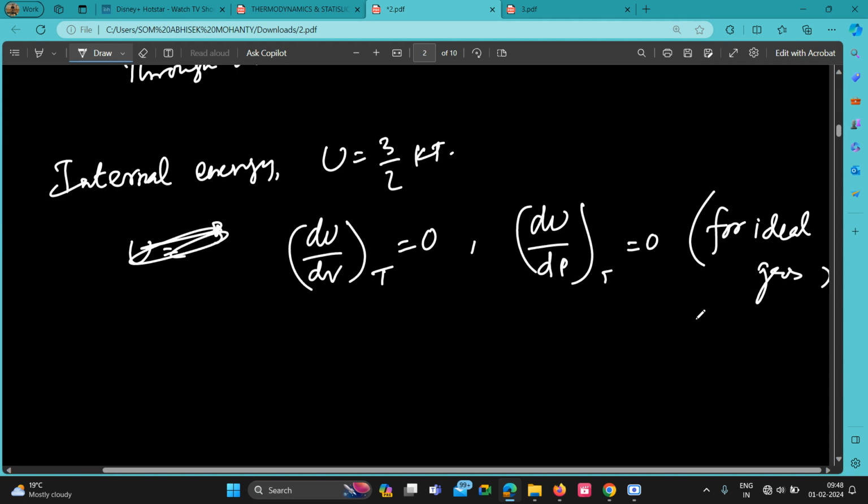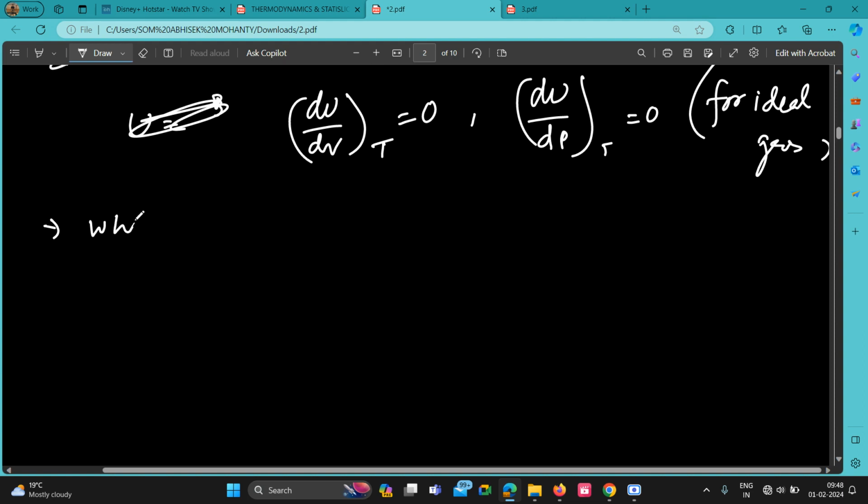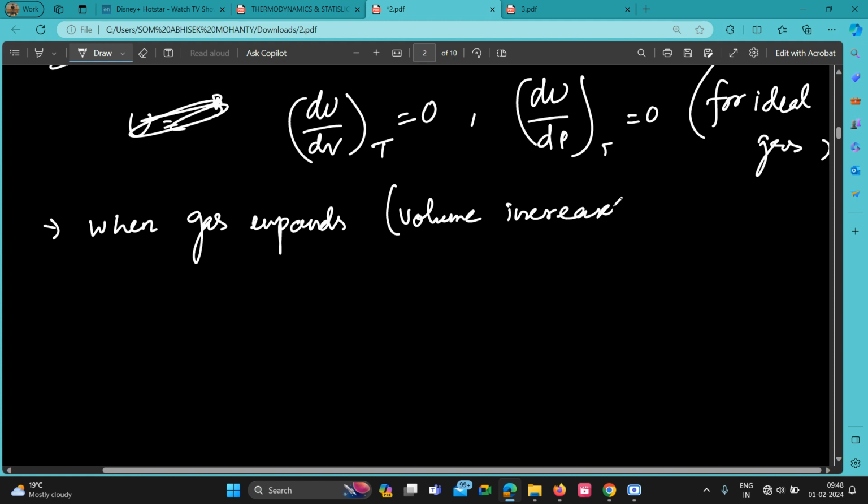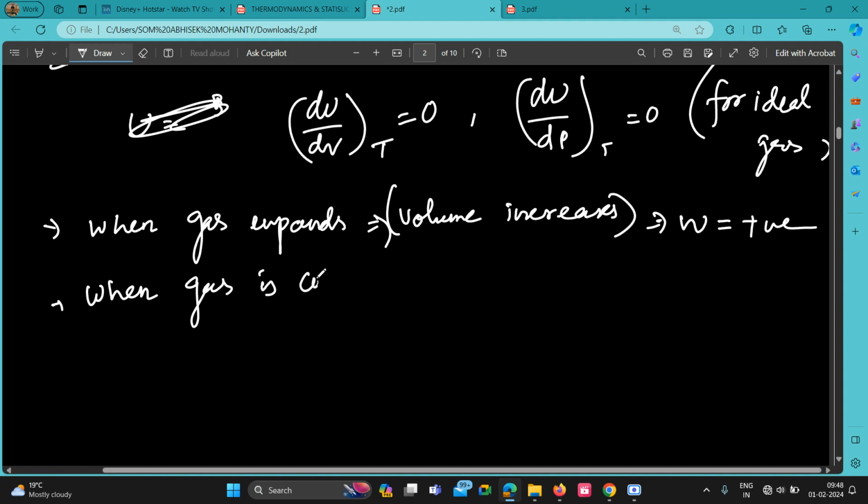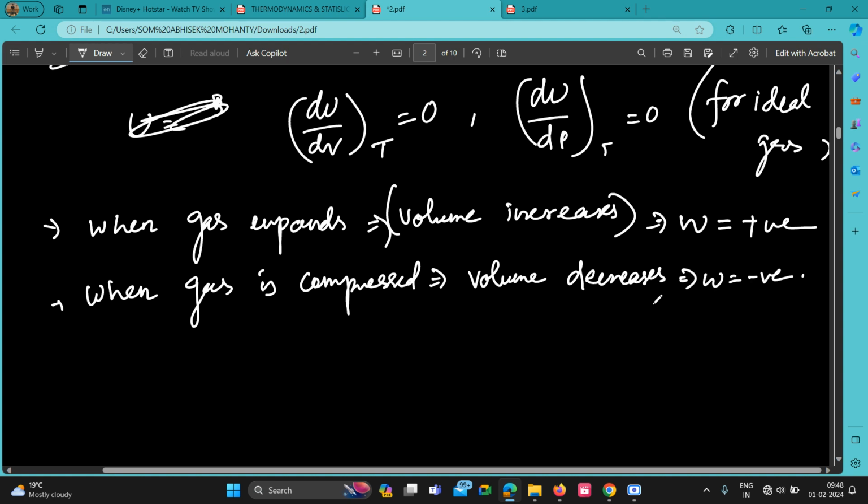Another point I know: when gas expands, what happens? Volume increases. So if volume increases, that will be positive work. When gas is compressed, volume decreases. That is negative work.